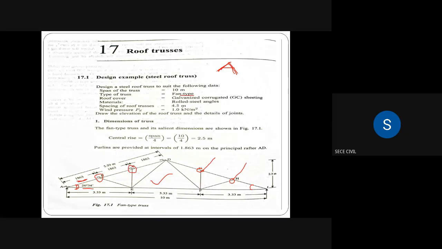you can see the spacing of roof truss is 4.5 meter. So the bay distance is 4.5 meter. On roofs only we are placing purlins. Okay, these are purlins. On purlins we are placing GC sheet.